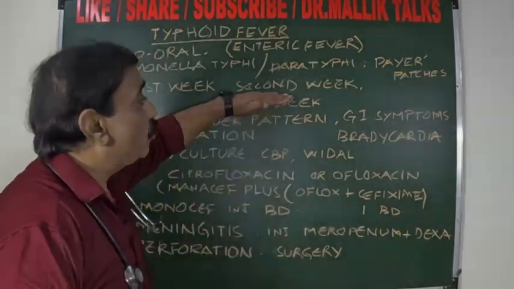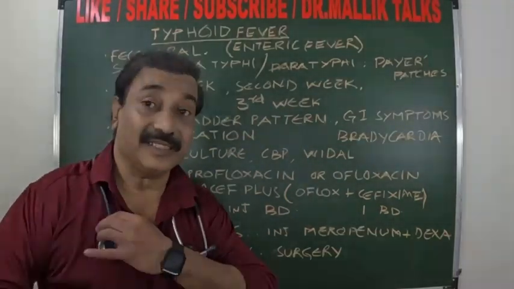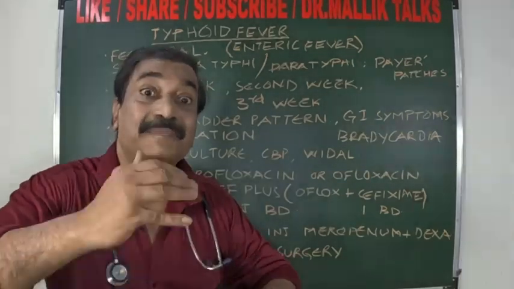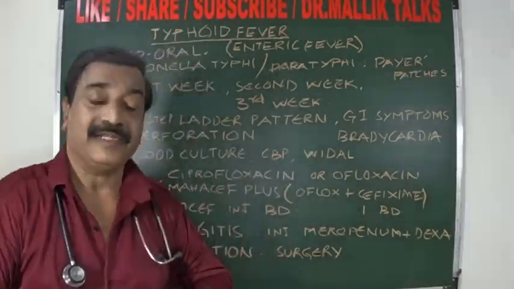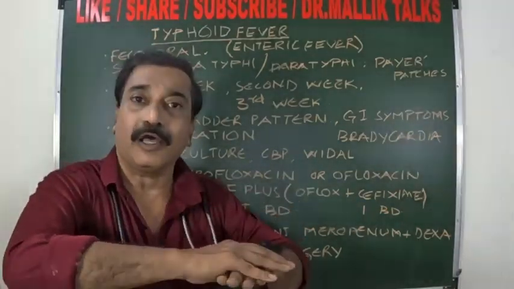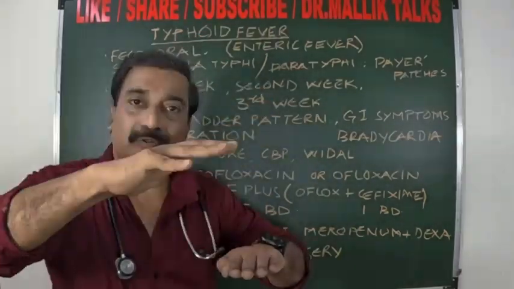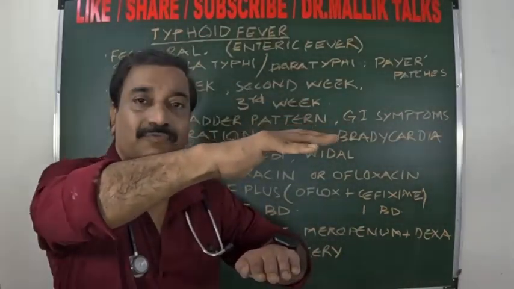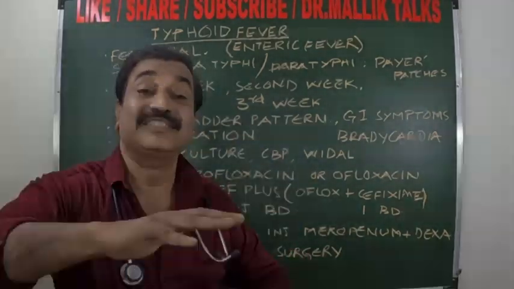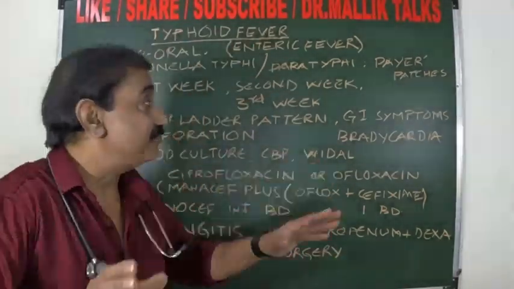Once it goes to the second week, the symptoms increase. The stomach pain increases. The fever will have a step ladder pattern. That means it never touches the ground, it never comes to normal. From morning to night the temperature will be high, only there will be ups and downs. For example, in the afternoon it is 104, and in the morning it will be 101 or 100, but it never comes to ground. It goes up, comes down, but never touches the ground. The step ladder pattern is very, very important.